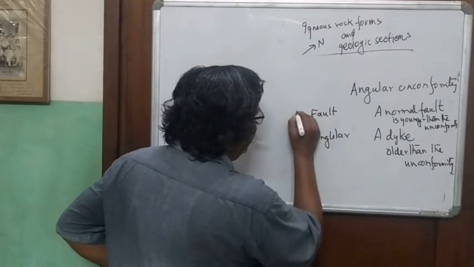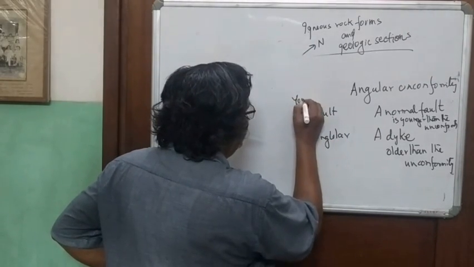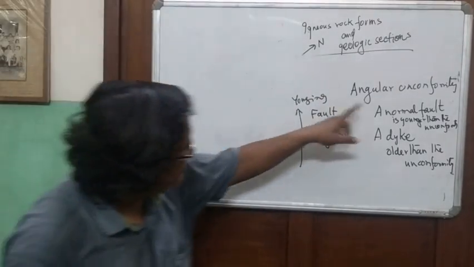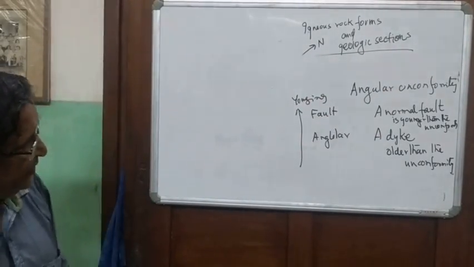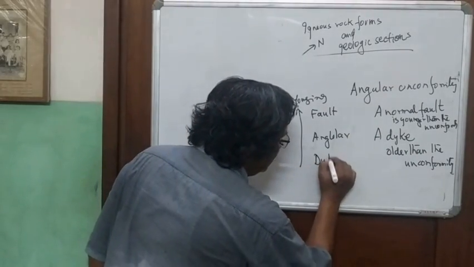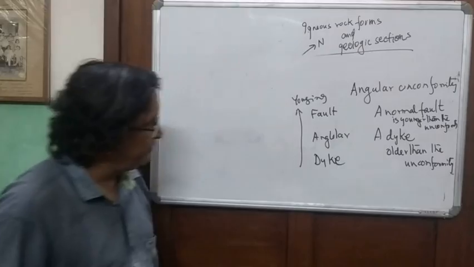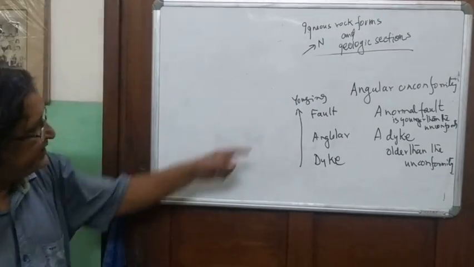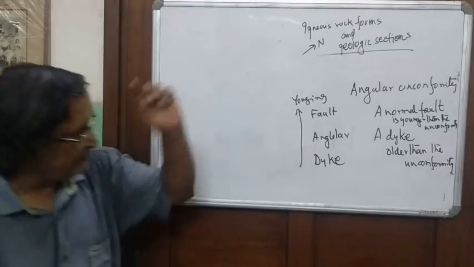This is younging, yes? So the fault is younger than the angular unconformity. And the dike is older than the unconformity. That you have to prove. That you have to say. These are the facts that have been given.